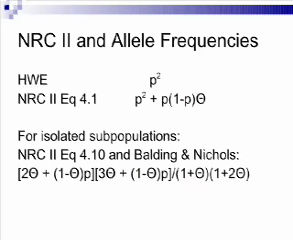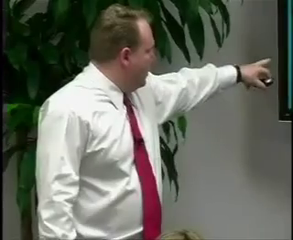NRC 2, which is that yellow book, recommendation 4.1, they ask you to do a correction on the homozygotes, right? Instead of just using p squared, which is Hardy-Weinberg's, they're telling you to say p squared and then add that thing to the right of it, which is just p, the allele frequency for that locus that you're looking at, times 1 minus the allele frequency times 0.01, right?